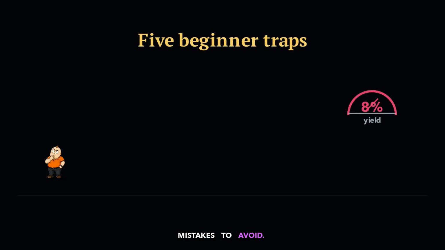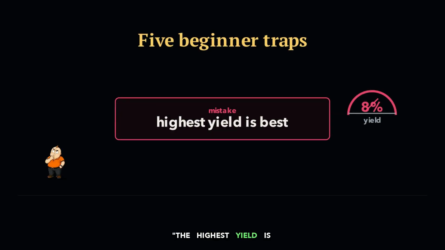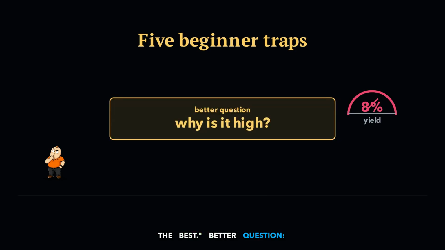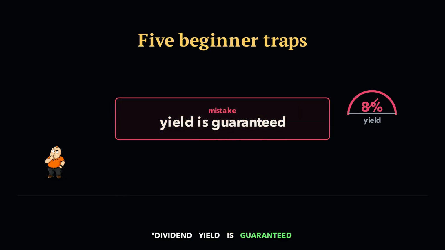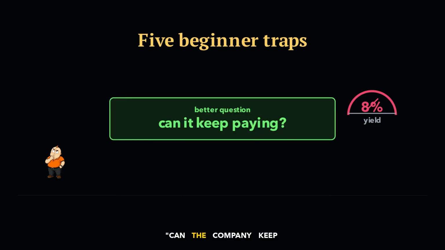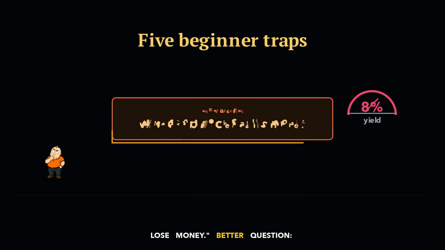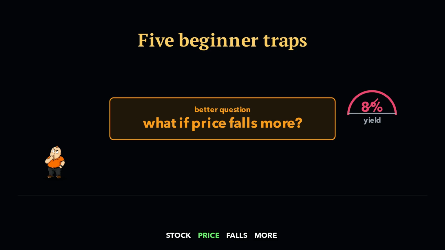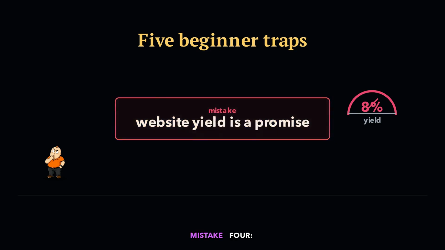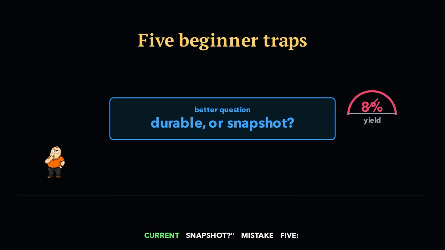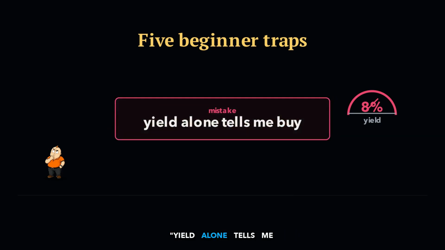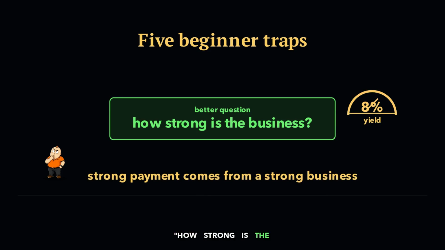Here are the beginner mistakes to avoid. Mistake 1, the highest yield is the best. Better question, why is the yield high? Mistake 2, dividend yield is guaranteed income. Better question, can the company keep paying it? Mistake 3, a dividend stock cannot lose money. Better question, what happens if the stock price falls more than the dividend pays? Mistake 4, a website yield is a promise. Better question, is this a durable payment or only a current snapshot? Mistake 5, yield alone tells me what to buy. Better question, how strong is the business behind the payment?